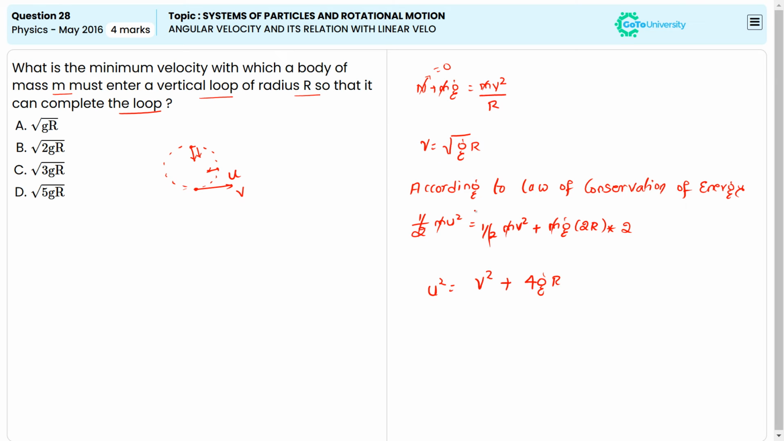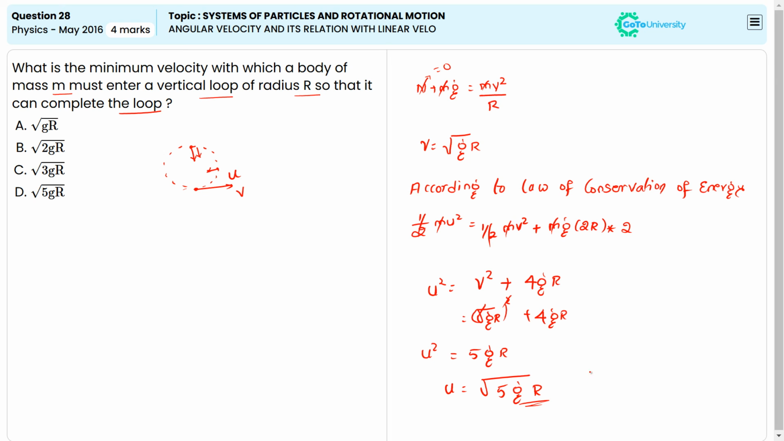Then we know here that v is equal to the square root of gr. In this place I can write the square root of gr, whole squared. The square and the root cancel. Then u squared is equal to 5gr. Then u is equal to the square root of 5gr, which is the minimum.